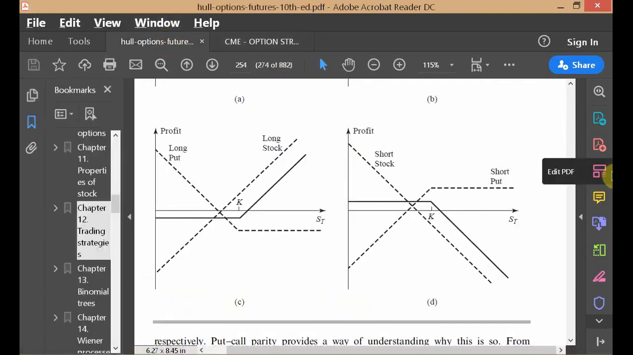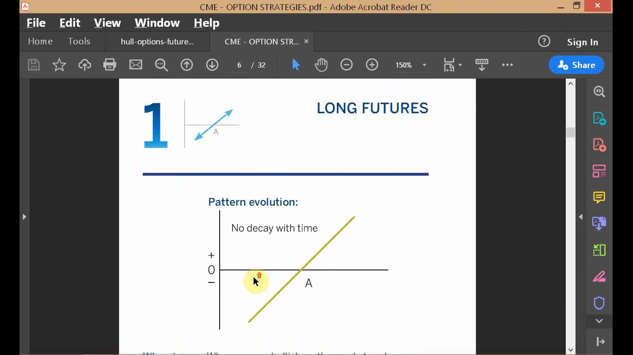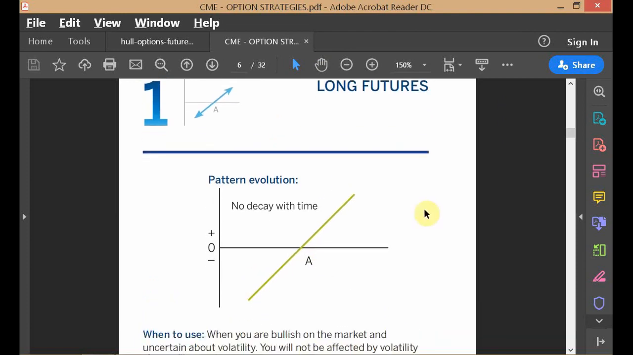Anything else? Synthetic equivalent means you can use multiple positions, and usually you have to use multiple positions. So what are we trying to do? We are trying to create the synthetic equivalent of a long futures position. This is long futures, but we are trying to create a synthetic equivalent by using options.